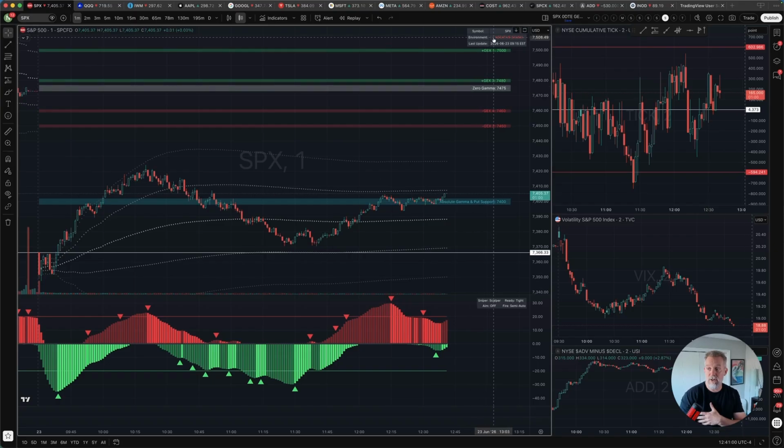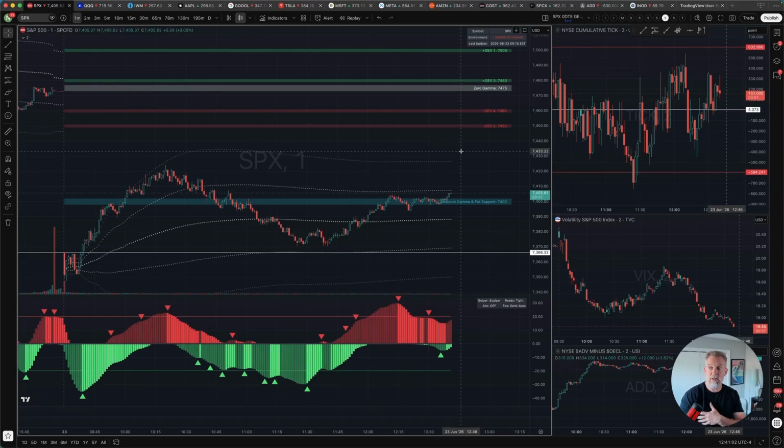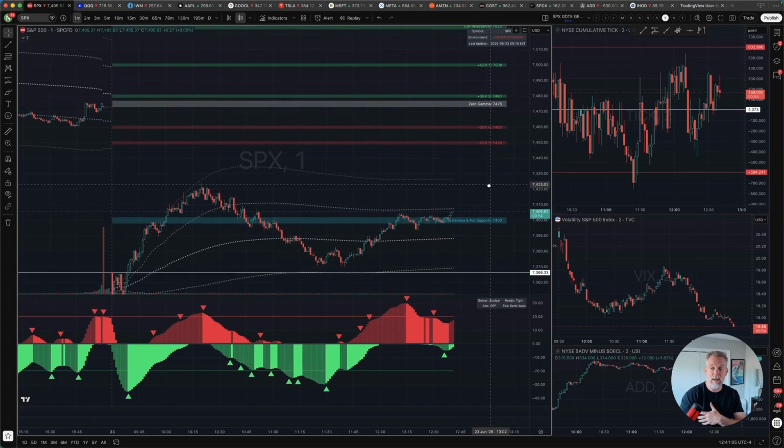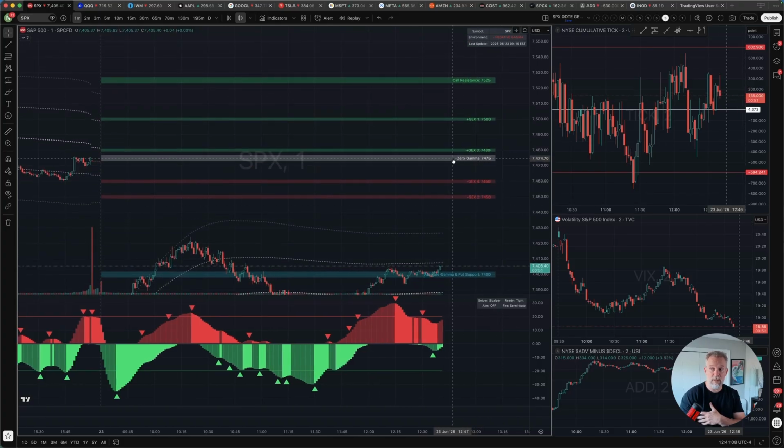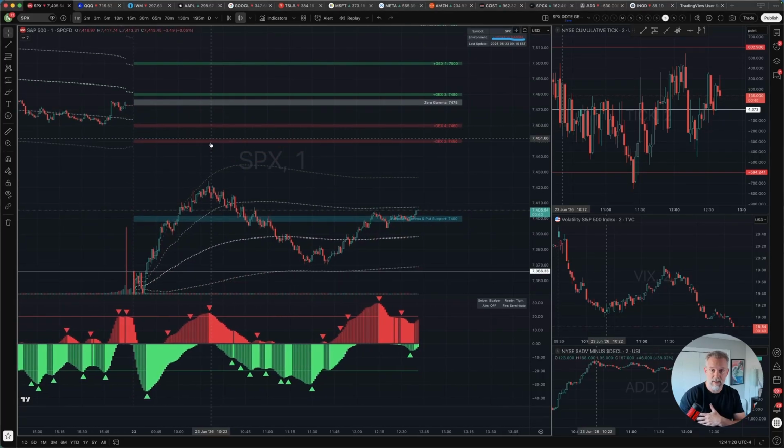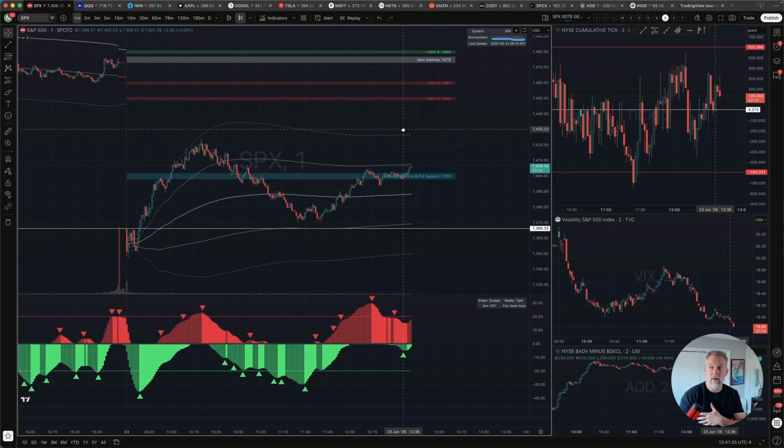Zero gamma is essentially the level at which we switch between a positive gamma environment and a negative gamma environment. And that means we are currently, you can see by the label up here, in a negative gamma environment on the SPX. What that means is dealers and market makers are at net negative gamma. And that's important for us to know because when we're in a negative gamma environment, market makers need to hedge their positions.